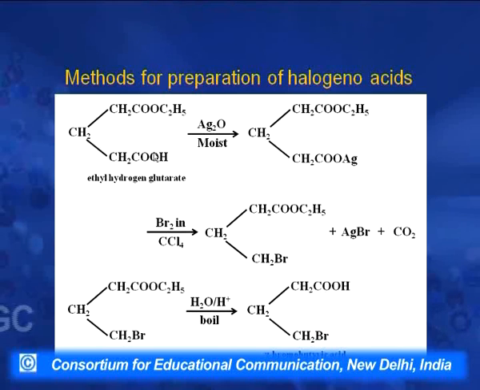Remember, we started with a 5 carbon carboxylic acid. In the end we will get a 4 carbon chain because one carboxyl group is lost as carbon dioxide during this reaction.